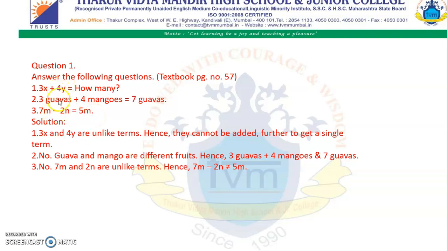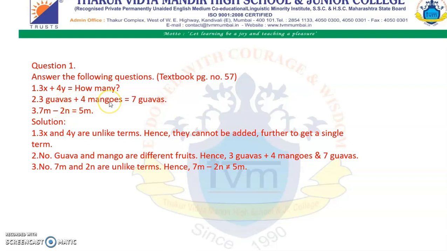Let us see the first one. Both 3x and 4y are unlike terms. Why are they unlike? Because the variables are different. If the variables are different and their powers are also different, they are called unlike terms. Hence they cannot be added further to get a single term. We cannot add 3x and 4y, hence we cannot get a single answer. Our answer is 3x plus 4y only.